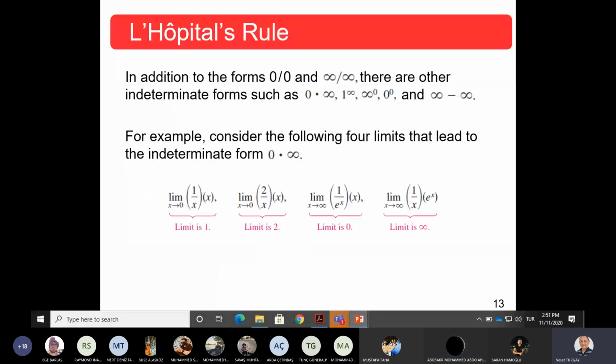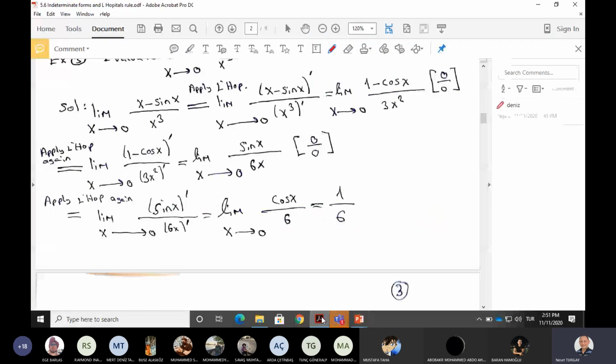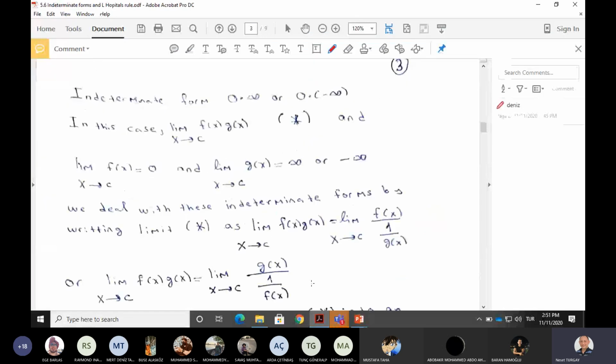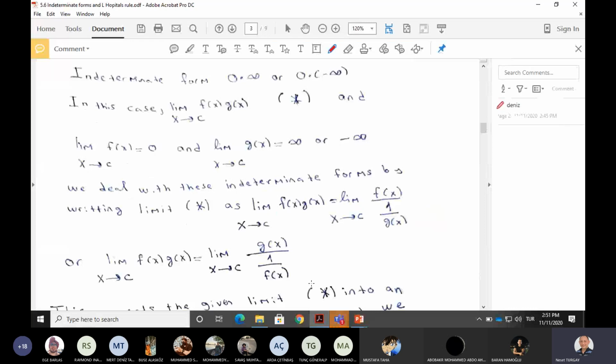I'm going back to the PDF. Okay, now we are continuing with other indeterminate forms. So, my friend, sometimes when we are checking the limit, we may have 0 times infinity or 0 times minus infinity indeterminate forms. In this case, what to do?